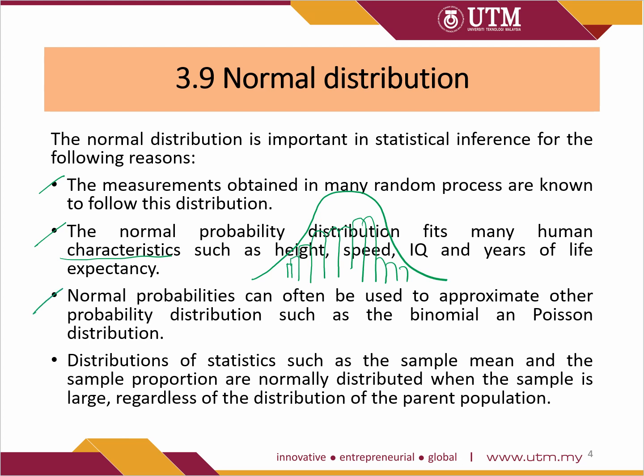Another reason is that normal probabilities can often be used to approximate other probability distributions such as the binomial and Poisson distributions. We will learn this in the next chapter. And the last one is that distributions of statistics such as the sample mean and the sample proportion are normally distributed when the sample is large, regardless of the distribution of the parent population. So this is why the normal distribution is important.